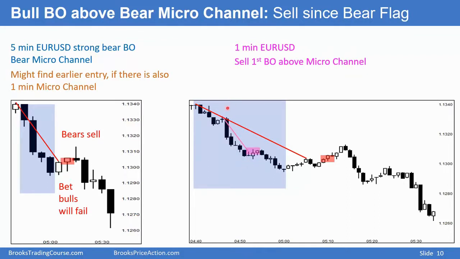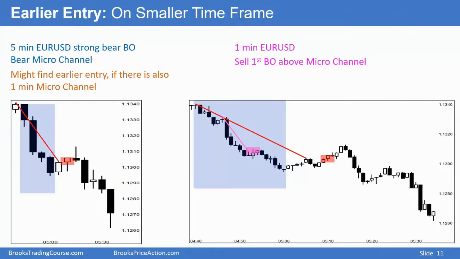However, you could look at the 1 minute chart and say, pretty good bear microchannel here, falling about 6 bars with a couple of good bull bars. Why not simply sell at the high of this bar, betting that the bull reversal will fail? That is okay to do. Here, the sell on the 5 minute chart was at 1.1304.